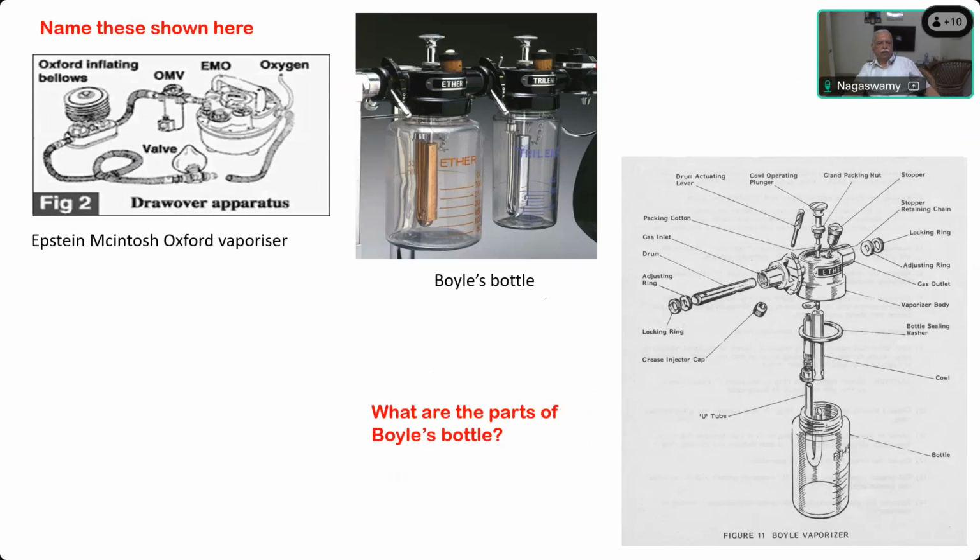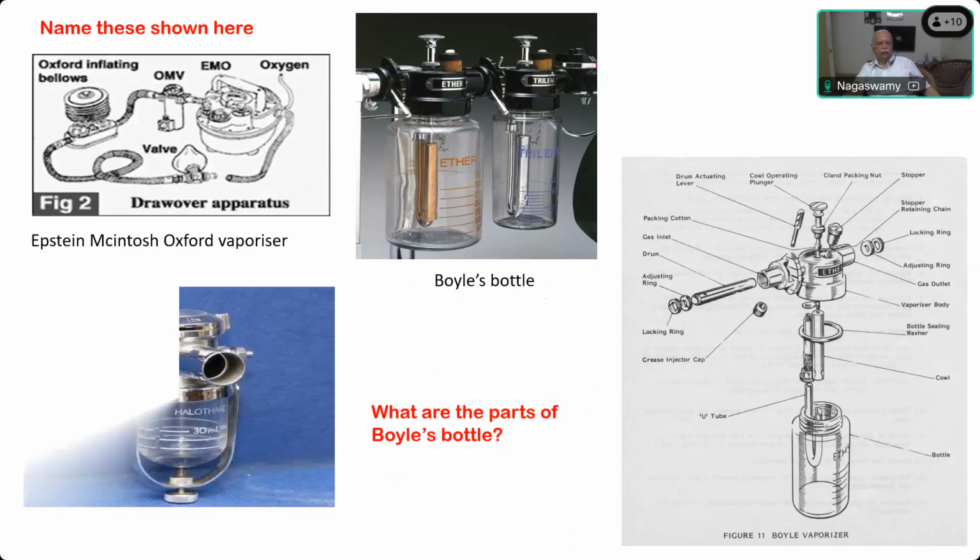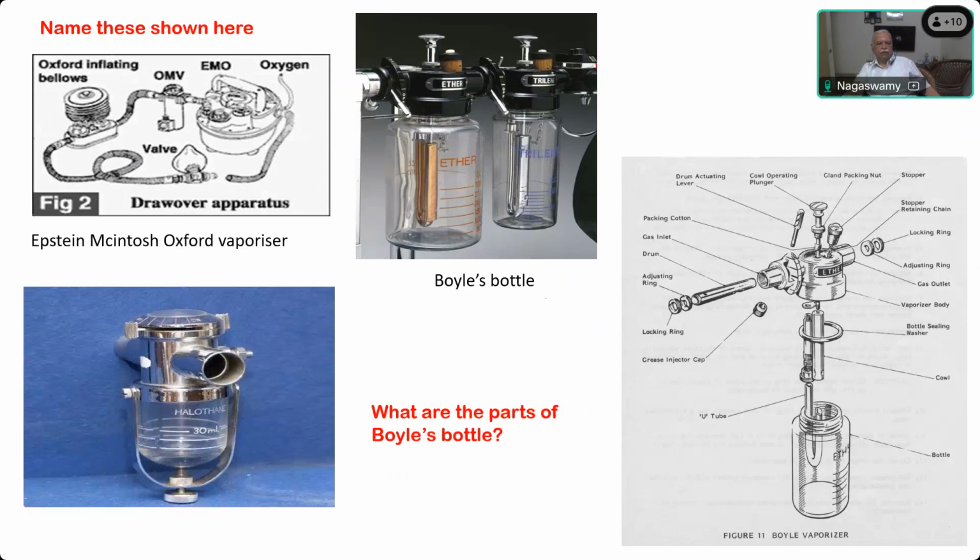So, Epstein Macintosh Oxford vaporizer. And what is this? Somebody made a name for this. Whoever said that? Who answered Goldman for this? Sir, me, sir. So this is the Goldman vaporizer.